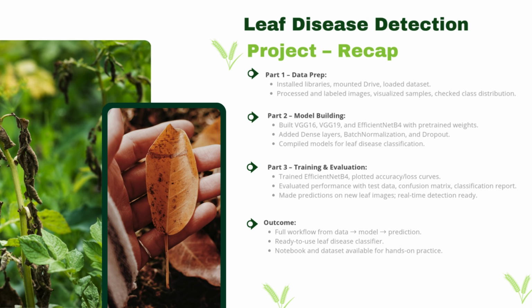And Part 3, training and evaluation: trained EfficientNetB4, plotted accuracy and loss curves. Evaluated performance with test data, confusion matrix, classification report. Made predictions on new leaf images. Real-time detection ready. Now that we've seen all the steps, from preparing the data, building the models, to training and evaluating, let's take a look at the overall outcome of the project. Full workflow from data to model to prediction. Ready-to-use leaf disease classifier. Notebook and dataset available for hands-on practice.